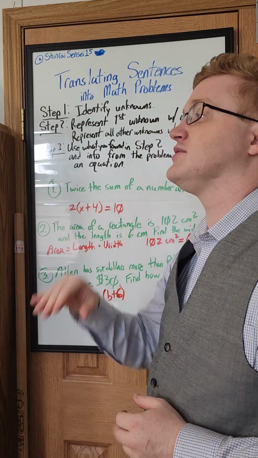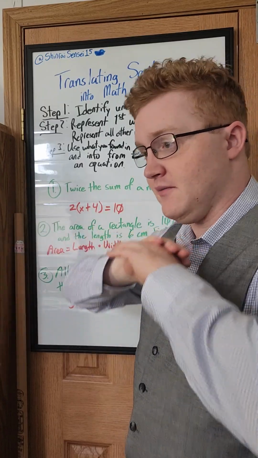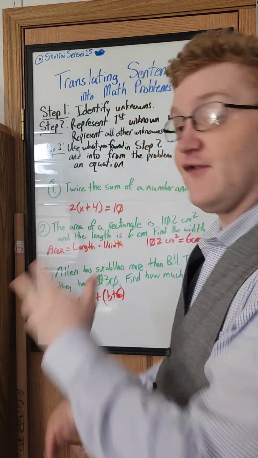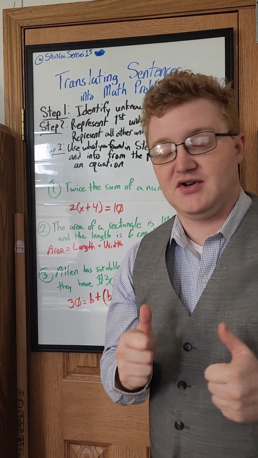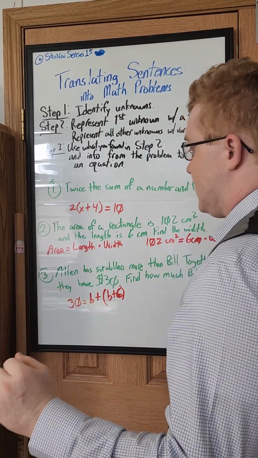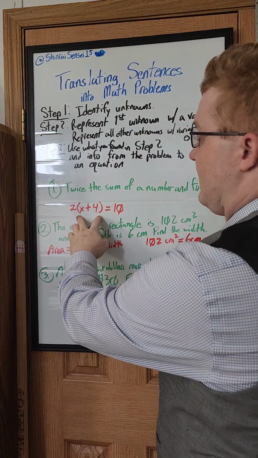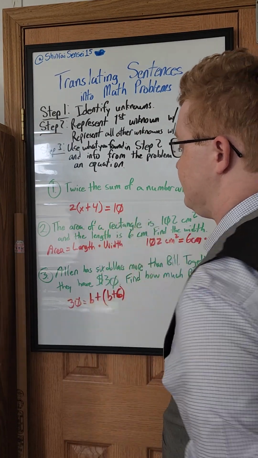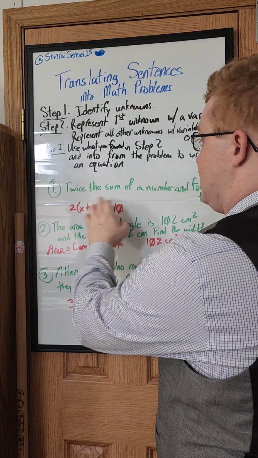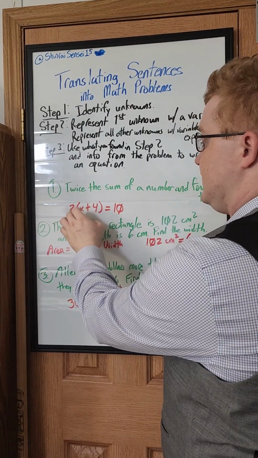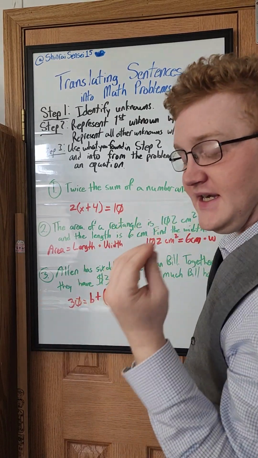So we're not going to solve these problems. We're just going to translate the sentence into an equation, and then we're going to let the equation just be there. Feel free to take a screenshot of the board at any point in time. I want you guys to have all the resources you can. And let's continue. So twice the sum of a number and 4 is 10. So 2 times parentheses of x plus 4, close parentheses, equals 10. That's how you would write that out.